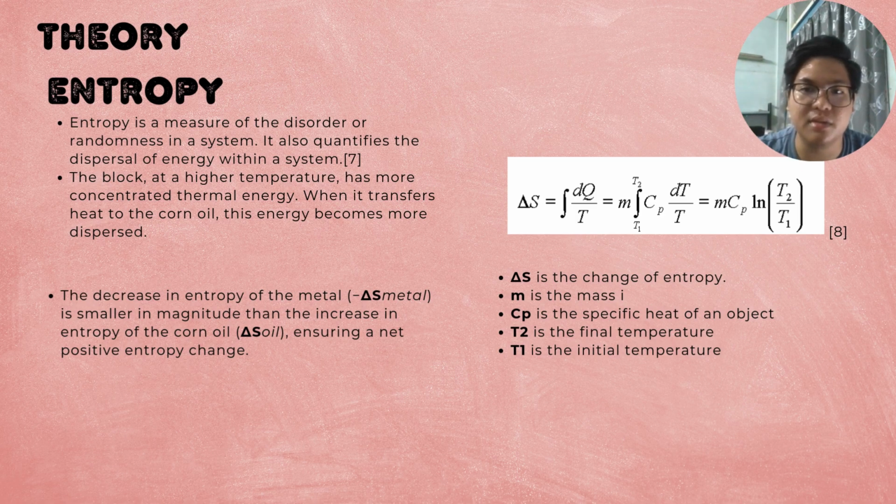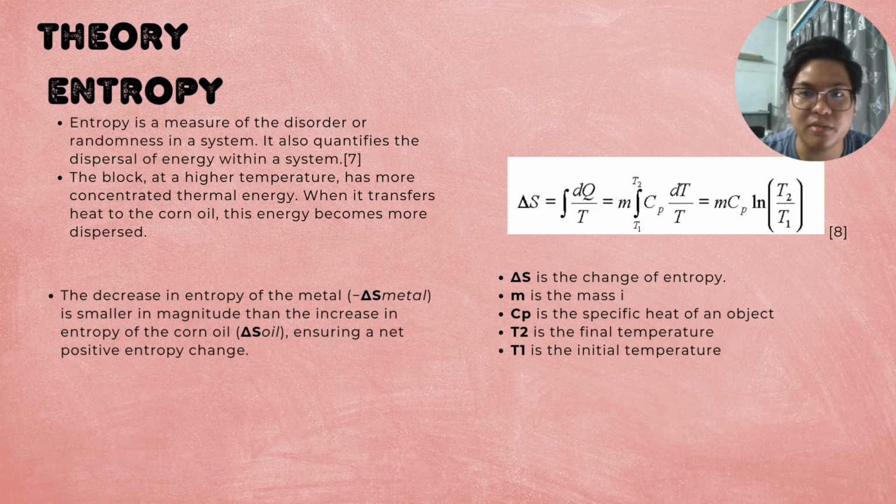So the next theory is about the entropy. The entropy is a measure of disorder or randomness in the system. It also quantifies the dispersal of energy within a system. The metal at higher temperature has more concentrated thermal energy. When it transfers heat to the corn oil, this energy becomes more dispersed.